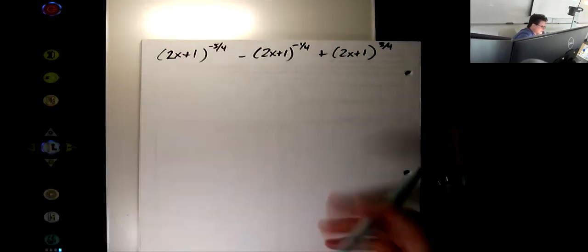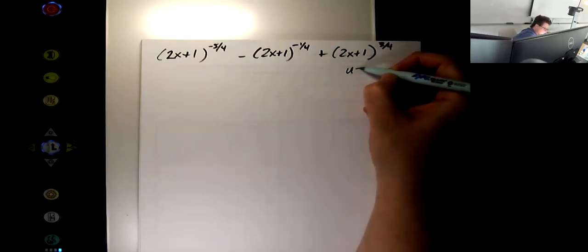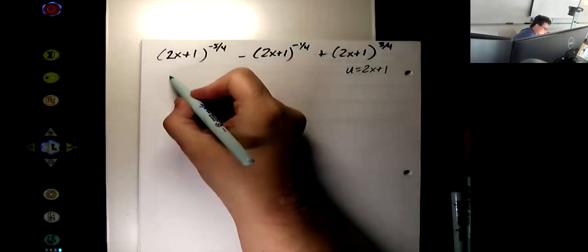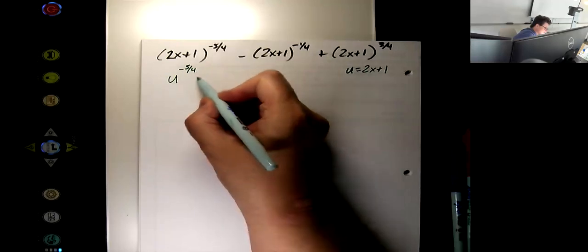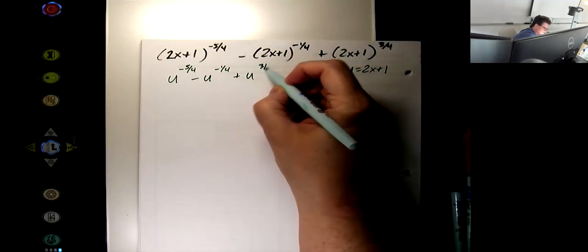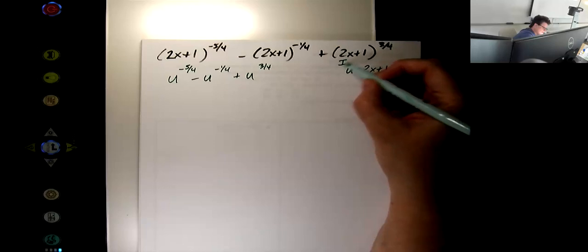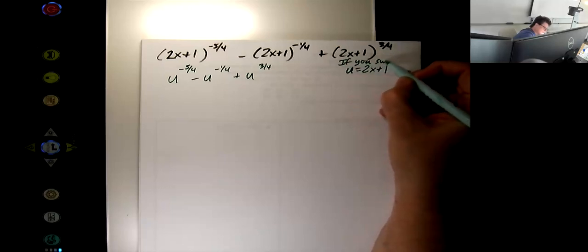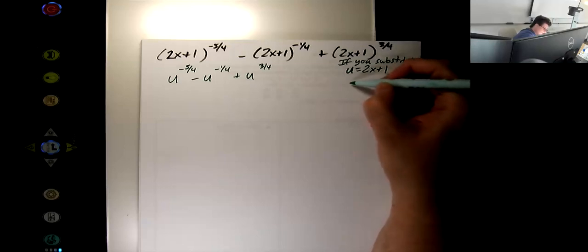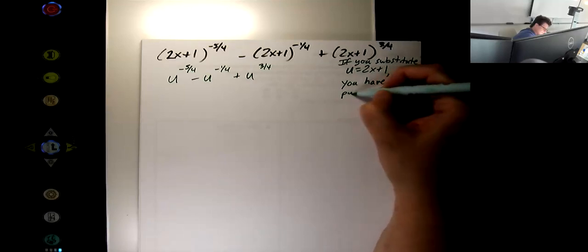You might find this easier to say u equals 2x plus 1 and rewrite this with u's. But if you substitute u for 2x plus 1, you have to undo this later on. You have to put the 2x plus 1 back in later.